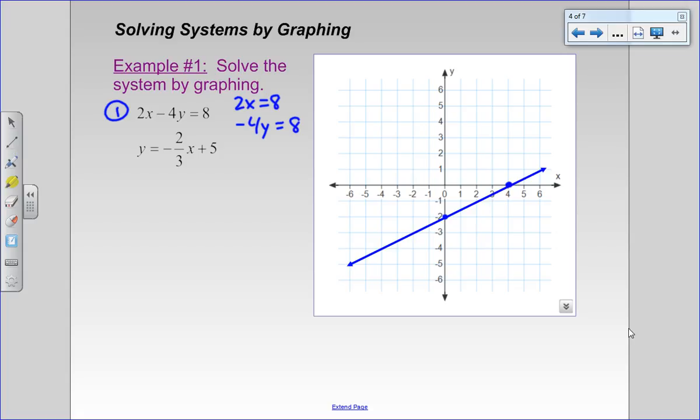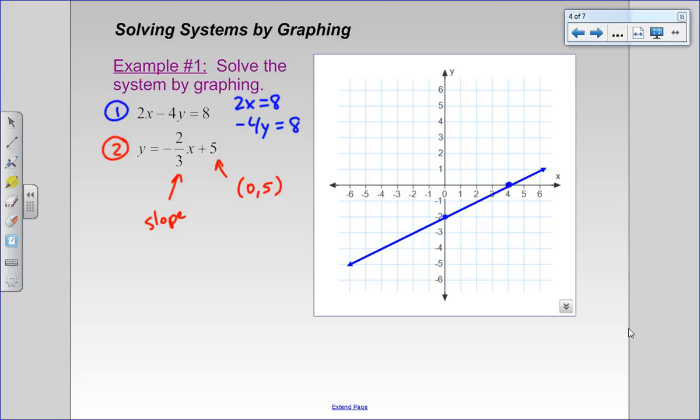Now let's move to the second equation of our system. y equals negative 2/3 x plus 5. We'll graph this equation with a red line. Note that it's in slope-intercept form, y equals mx plus b, and here the slope is negative 2/3, and the y-intercept is the point (0, 5).